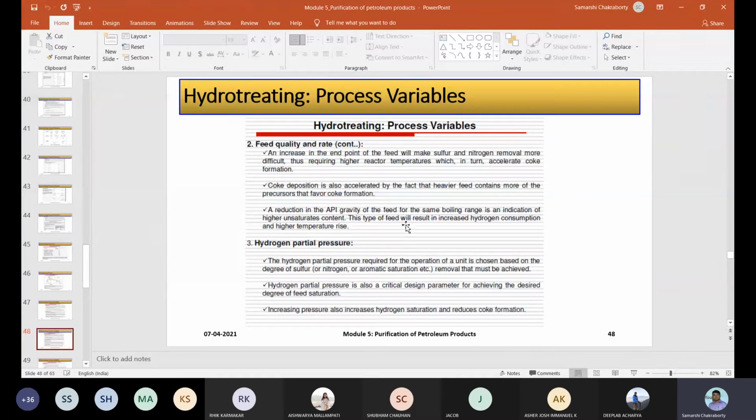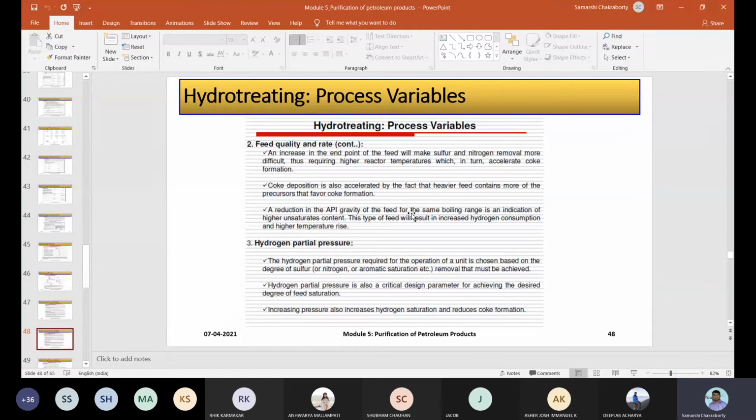A reduction in API gravity of the feed for the same boiling range is an indication of a higher presence of unsaturated or olefinic product. This type of feed will result in increased hydrogen consumption and higher temperature rise. So you have to understand, this is one of the very important lines that has been written here: a reduction in the API gravity of the feed.